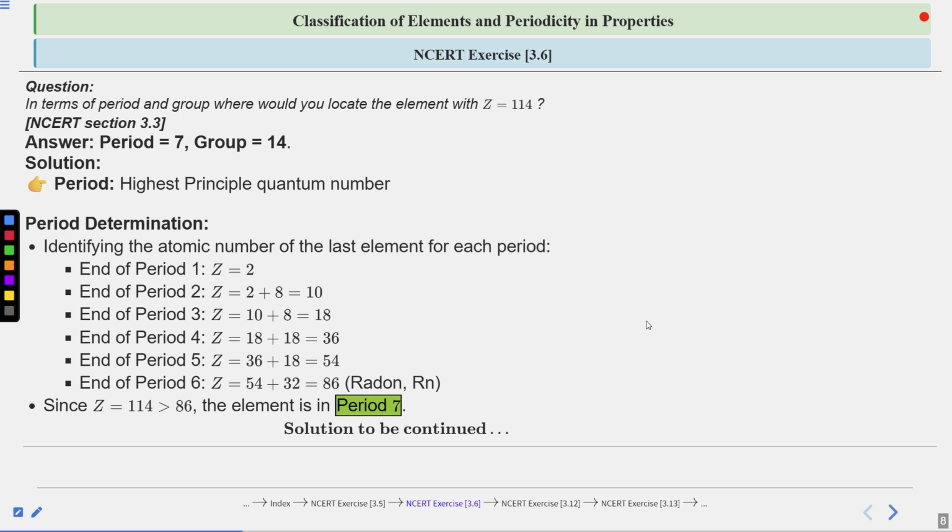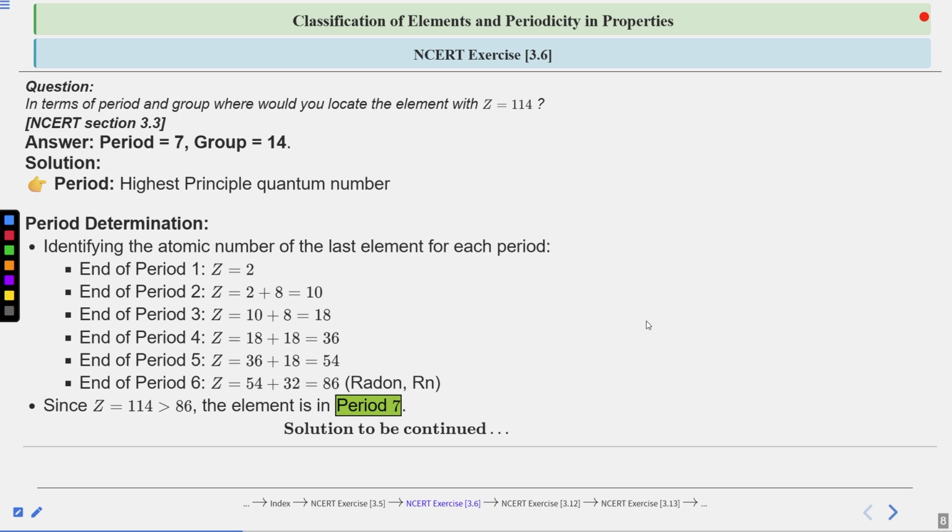So therefore, you will take them in the period 7. See, it is written here. Since Z equals 114 is greater than 86, the element is in the period 7. So simply you have to add the elements in each period, and as soon as you cross the given number, which is 114, you will place it in that period. If you calculate for the period number 7, you will get 118 elements, which is greater than 114. Therefore, it will lie in the 7th period. So I guess this is clear to you.